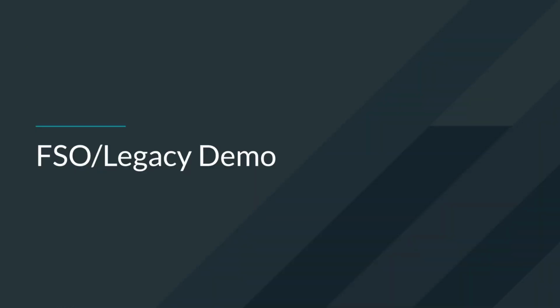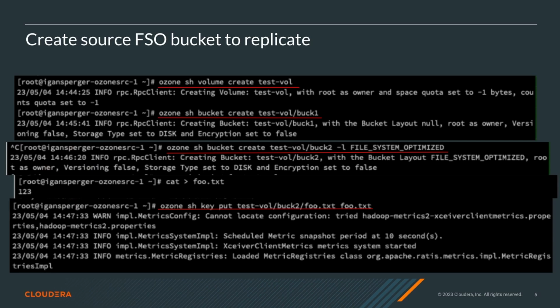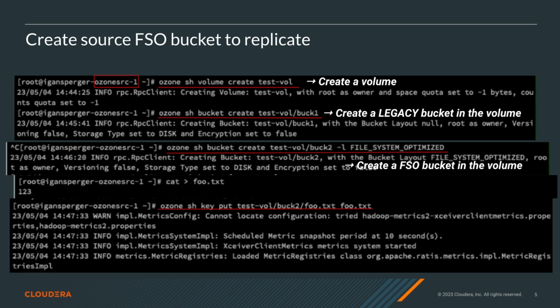Now, I will firstly demonstrate how to replicate FSO and legacy buckets. They're essentially the same. The first step is to prepare a source FSO bucket to replicate. After accessing the source cluster, we create a volume called task-vol. Then create a legacy bucket called buck1 in the volume, create an FSO bucket called buck2 in the volume, create a key called foo.txt and put it into the FSO bucket. Note that Ozone replications are all at bucket level, meaning the whole bucket will be replicated.